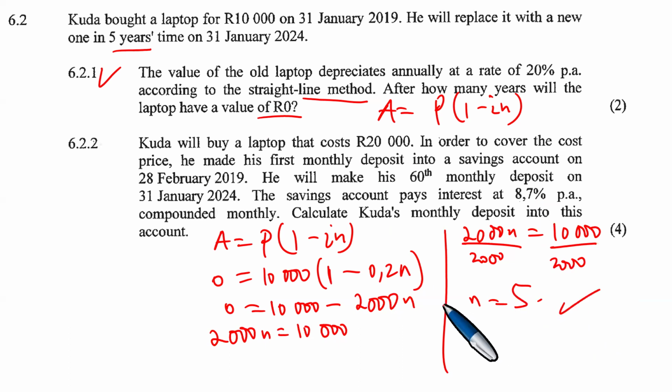So the value of the old laptop depreciates annually at a rate of 20% per annum according to the straight line method. After how many years will the laptop have a value of 0 rand? It will exactly be n equals 5 years. So it's actually after 5 years that it will have a value of 0.